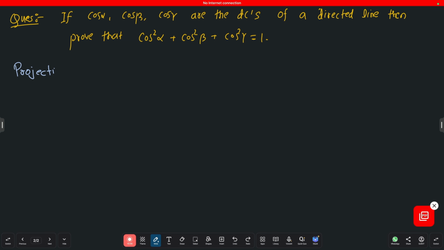Projection of vector A on vector B. See, projection means simply the shadow of a vector.